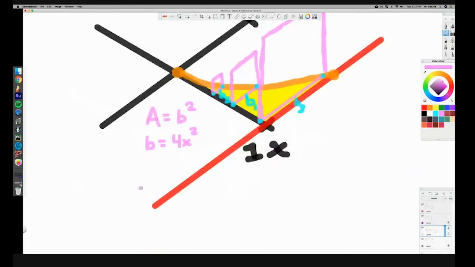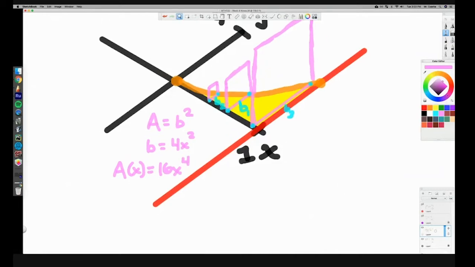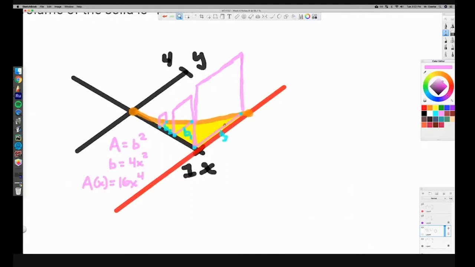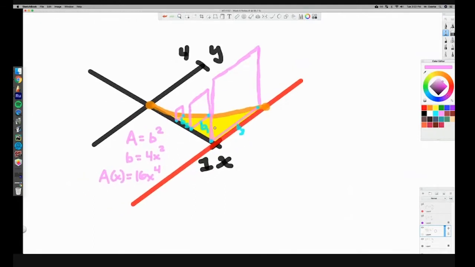So this means your final area formula is equal to b squared, which is 16x to the 4th. I would always find the area of one of them first, because once you find the one, you can just integrate it and it finds all of them. Are there any questions on finding the area of just that one?